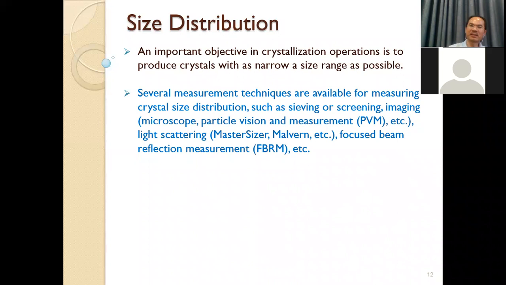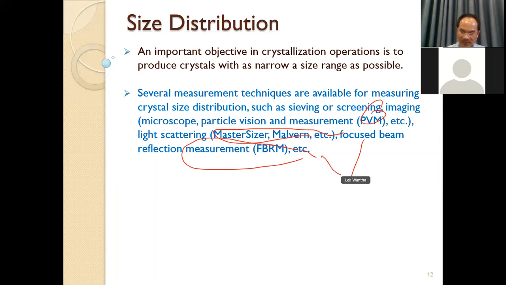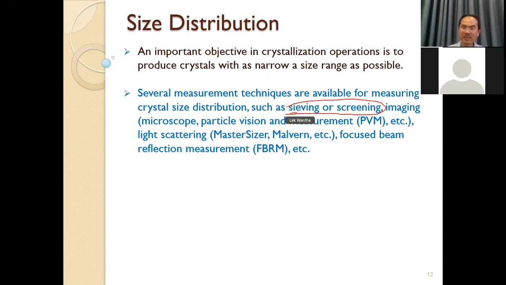What is the technique that we can use to measure the size distribution? The basic, simple one is to use the sieve. I will talk to you about filtration. Or you can use the microscope, but the microscope is not 3D. Or you can use particle vision and measurement PVM, Mastersizer, or FBRM. These use sensors or light to detect the crystal size automatically. In my lab, we have these to measure particle size, plus the microscope and light scattering. But in most industry, we use basic equipment, like screening or sieving. This is the basic one, but not automatic.